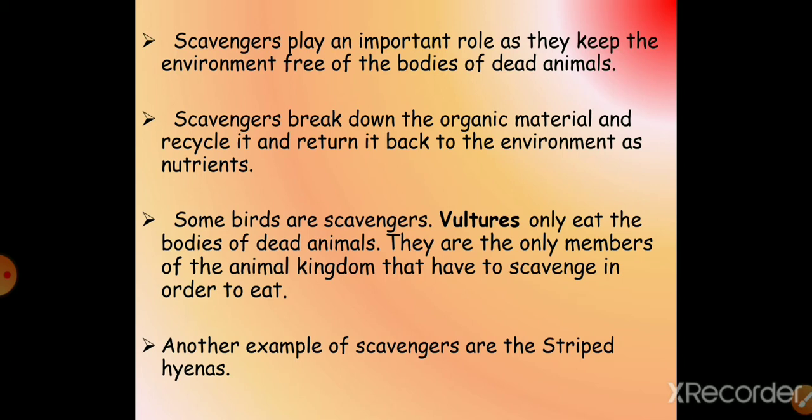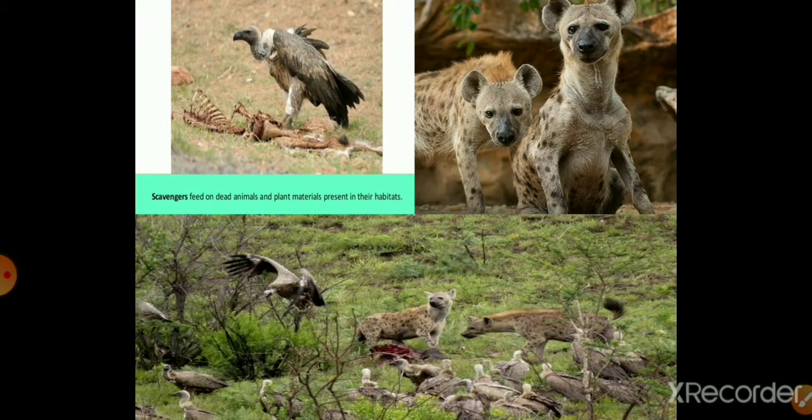Some such examples include striped hyenas, coyotes, foxes. Then there are many insects like cockroaches, flies, beetles. Then in water also there are crabs and lobsters, which might feed upon dead animals if there is an opportunity. Now, here you can see the vultures and the hyenas that are feeding upon the flesh of dead animals.